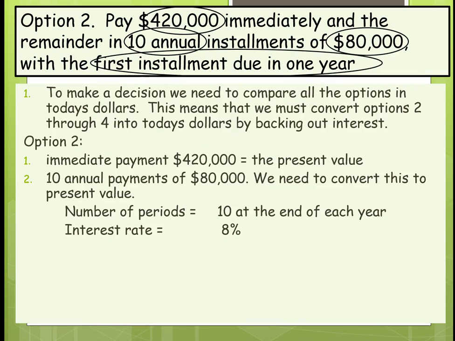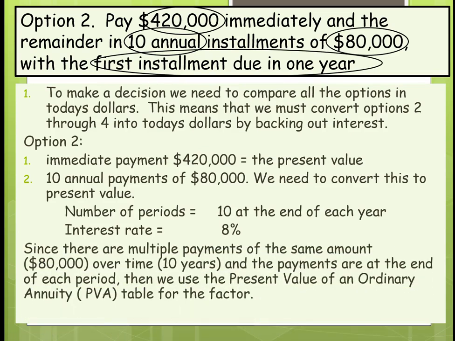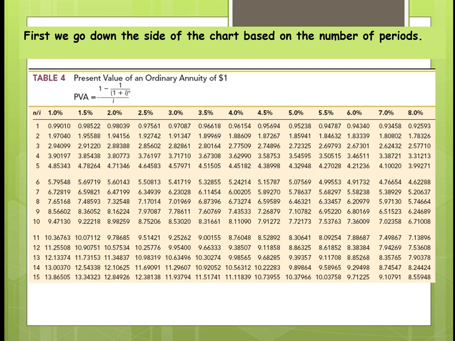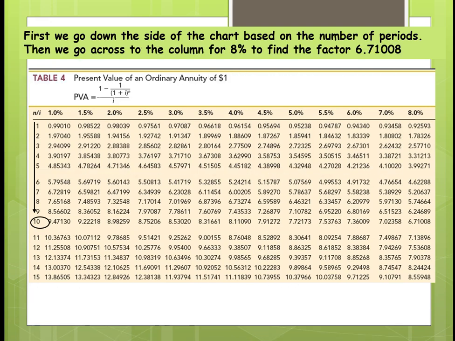And we know the interest is 8%. Now, since there are multiple payments of the same amount over time and the payments are at the end of each period, again, we're going to use the present value of an ordinary annuity table for the factor. Now, this is the table, and the first thing we do is we go down the side to find the number of years. And in our case, it was 10 years. Then we're going to go across, and we know it's 8%, so we're going to go to the column that says 8% and find the factor. And that's the factor we're going to use, and we're going to take the $80,000 times that factor.